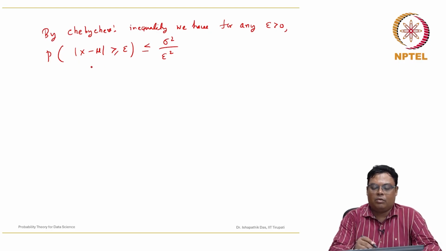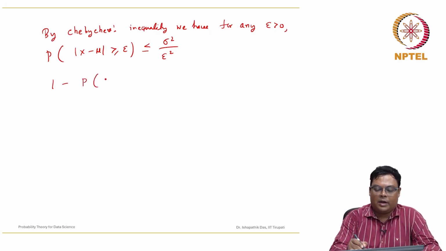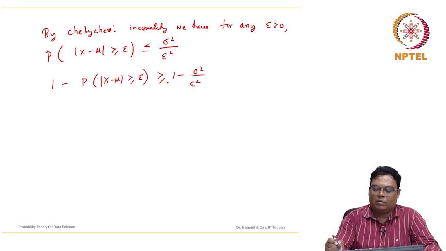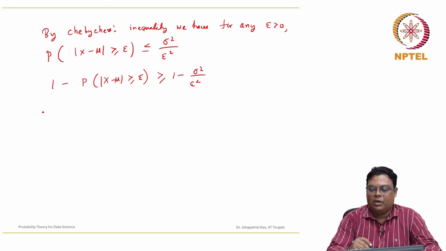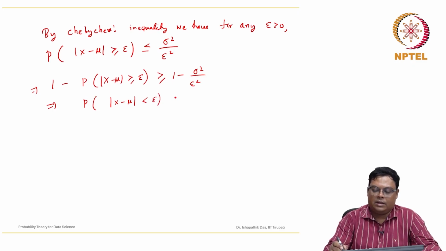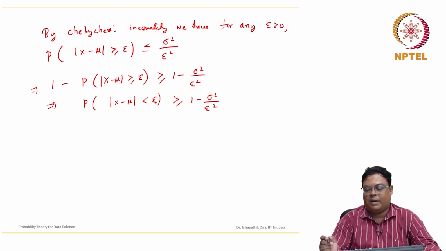Now if you do 1 minus on both sides, then the inequality is reversed: 1 minus the probability that the absolute value of x minus mu is greater than or equal to epsilon is greater than or equal to 1 minus sigma square by epsilon square. First we take the minus of this, so it becomes greater than or equal to, then we add 1. This is another version of the same thing: the probability that the absolute value of x minus mu is less than epsilon is greater than or equal to 1 minus sigma square by epsilon square, because it is the complement.